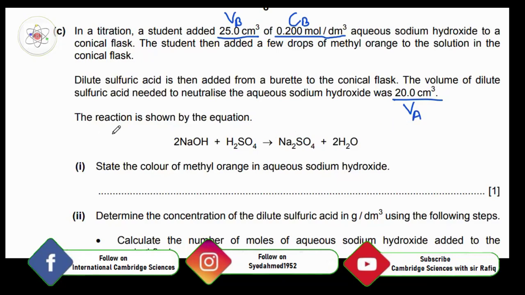The reaction is shown by the equation: 2 moles of sodium hydroxide react with 1 mole of sulfuric acid to form 1 mole of the salt sodium sulfate and 2 moles of water. State the color of methyl orange in aqueous sodium hydroxide. As aqueous sodium hydroxide is an alkali, the color of methyl orange in alkali is yellow, whereas it gives a red color in acidic medium.